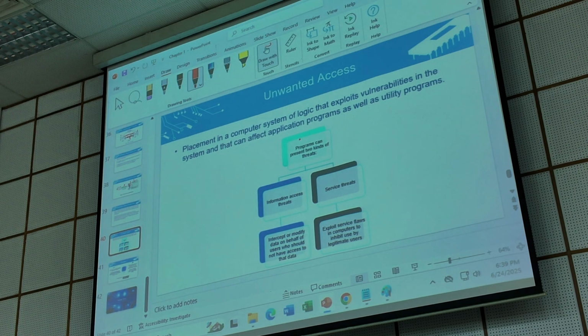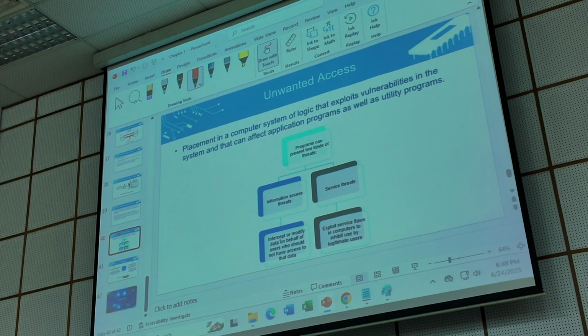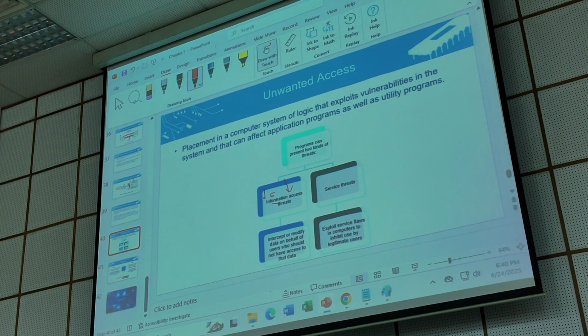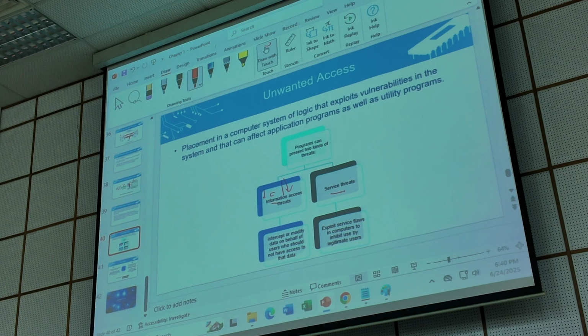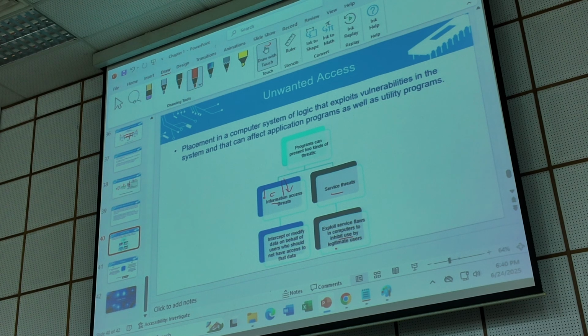So the threat is classified into two types. One is the information access threat, another one is the service threat. The information access threat is to intercept or modify the data on behalf of a user who should not have access to the data. So this one is on the information access, on the data, modifying the data. Another one is the service threat: inhibit the use by the legitimate user, preventing the services from being accessed by the user.